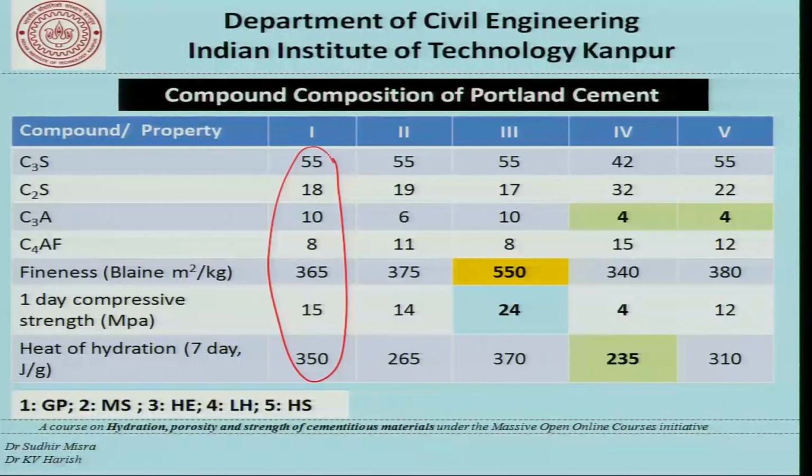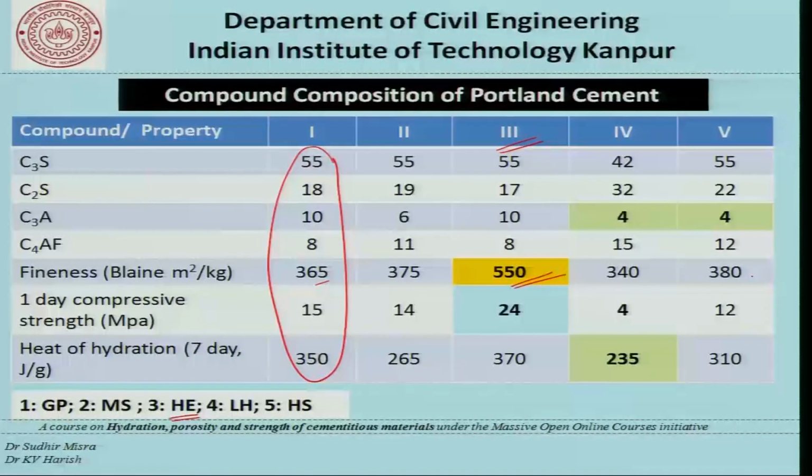basis for discussion. So now if we look at, for example, type 3 cement, which is the high early strength cement, there is virtually no difference between C3S, C2S, C3A and the C4AF content, but the Blaine fineness is 550 square meters per kg, whereas in the other cases it's about 365, 375, 340 and 380. So basically what has been done is that it is nothing but type 1 cement or a general purpose cement which is ground much finer.